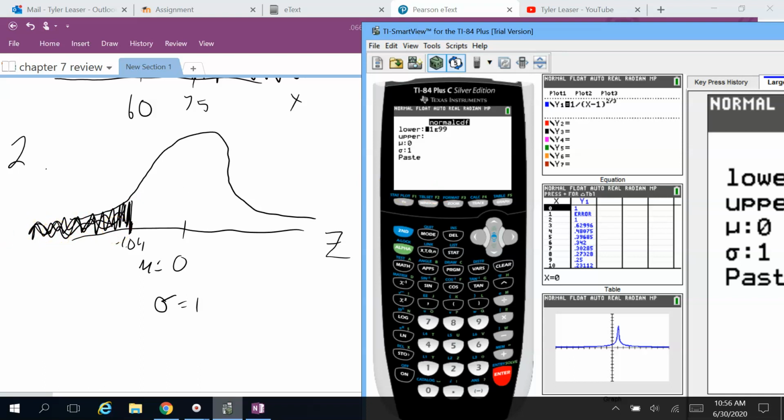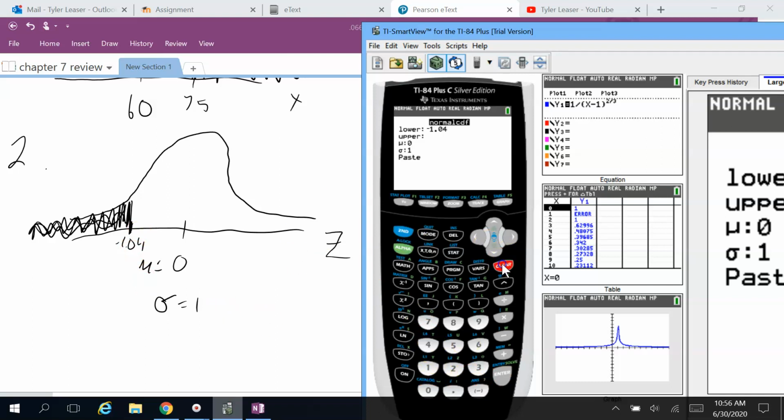Our area goes to the left forever. That means I'm going to leave my lower limit as negative infinity. This is as close to negative infinity as we can get, so we're just going to leave it like that. This is negative 1 with 99 zeros behind it. My upper limit for my area is the rightmost value of the area, which is that negative 1.04.